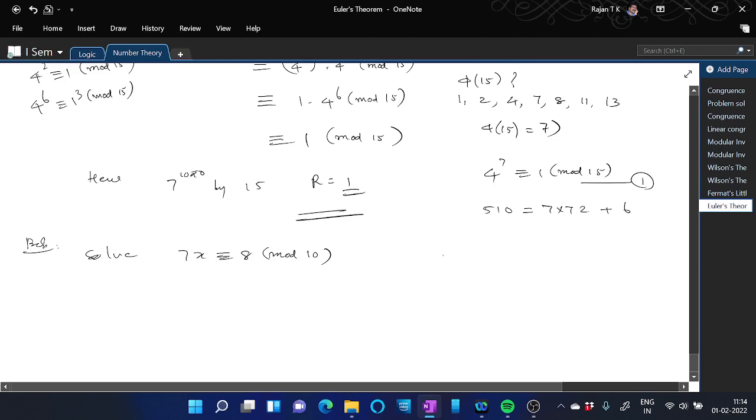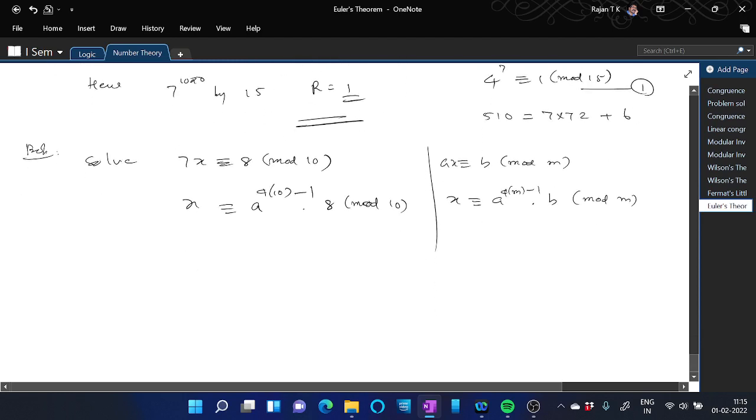By the result we have, if we have a congruence relation a x is congruent to b mod m, then the solution is given by x is congruent to a raised to phi m minus 1 into b mod m, because a raised to phi m minus 1 is the inverse of a modulo m. So x is congruent to a raised to phi m minus 1 into b, 8, modulo 10, using that result. So here we have to compute phi of 10.